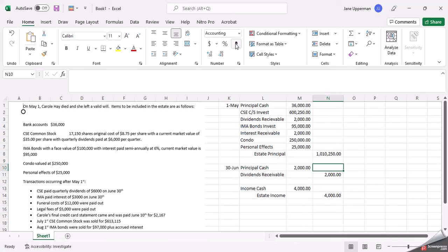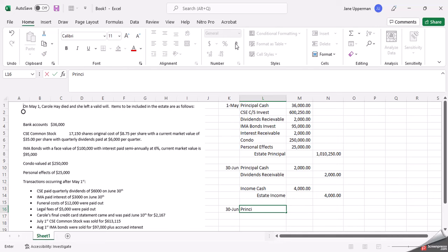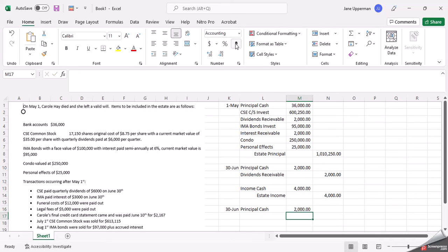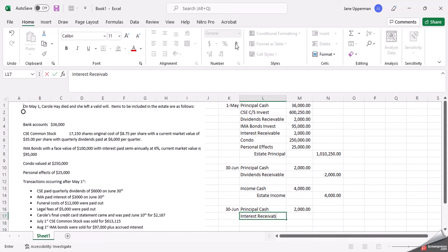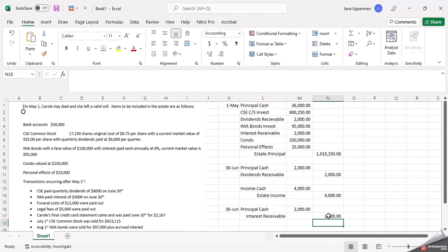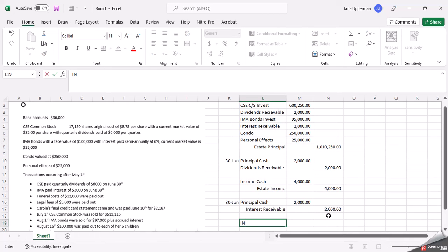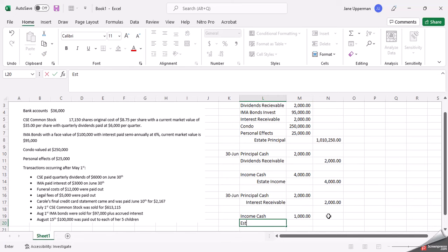Okay. Then we come down, and the next transaction, they paid interest on June 30th also. So the interest is the same way. So we get principal cash for what we had accrued up there for the interest. So that's $2,000. And then we take that out of our interest receivable that we had set up when we very first set up the estate. And again, that's going to be a credit. And then the remaining 1,000 that comes in is going to go to income cash. And then estate income.